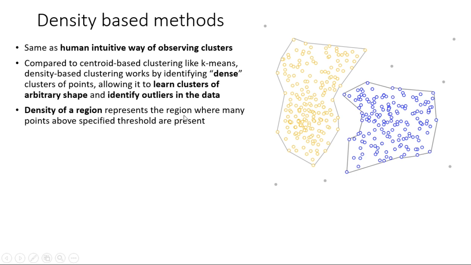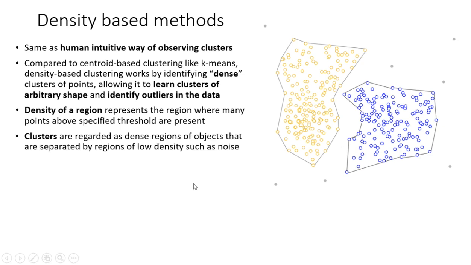Density of a region represents a region where many points, above the specified threshold, are present. Let's say the minimum number of data points that I need to form a cluster is 70. Here if you observe this cluster, it is definitely more than 70. So I specify that to form a cluster you need a minimum of 70 data points. When you have that many data points which are closely related to each other, the cluster is formed. So clusters are formed based upon the dense regions of the objects.